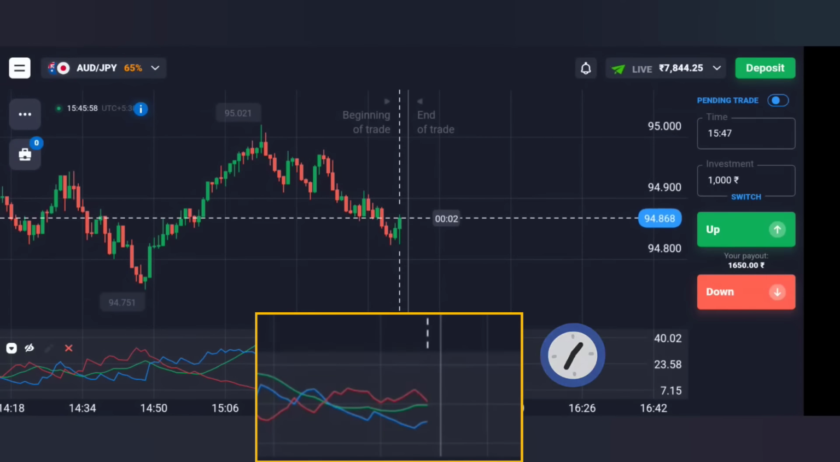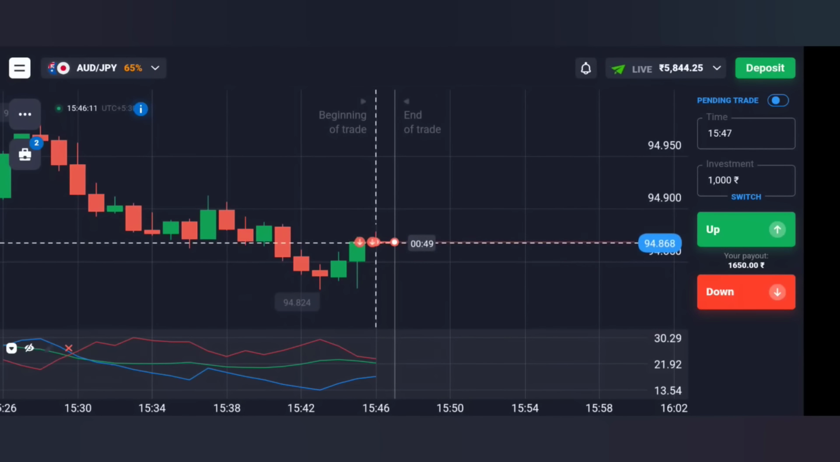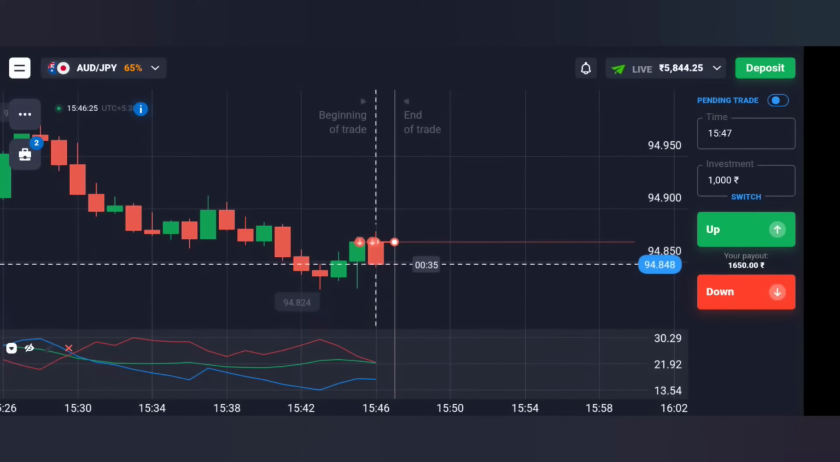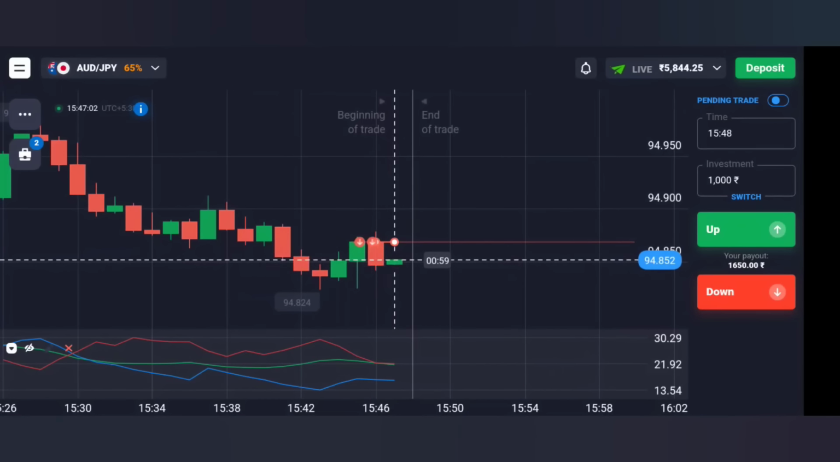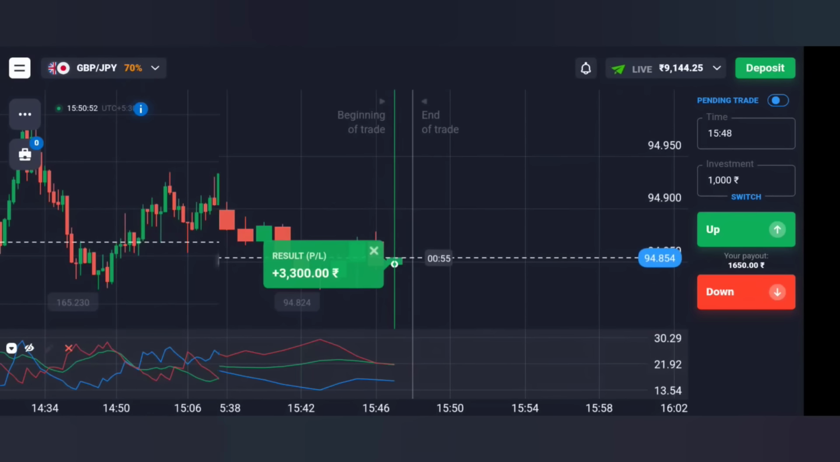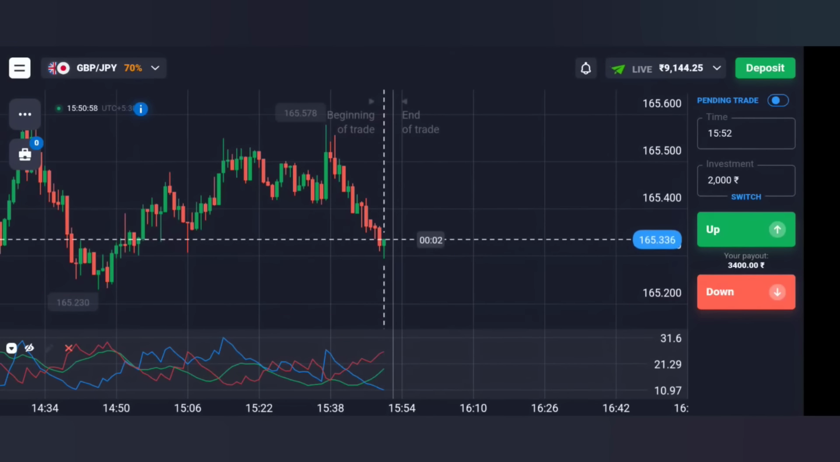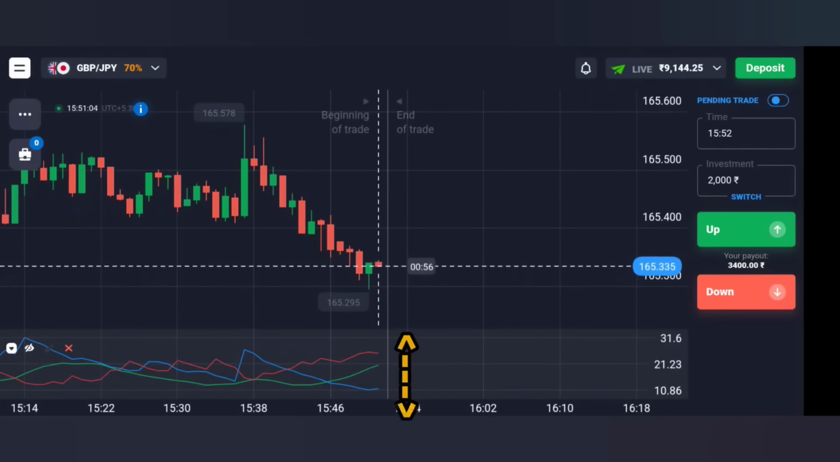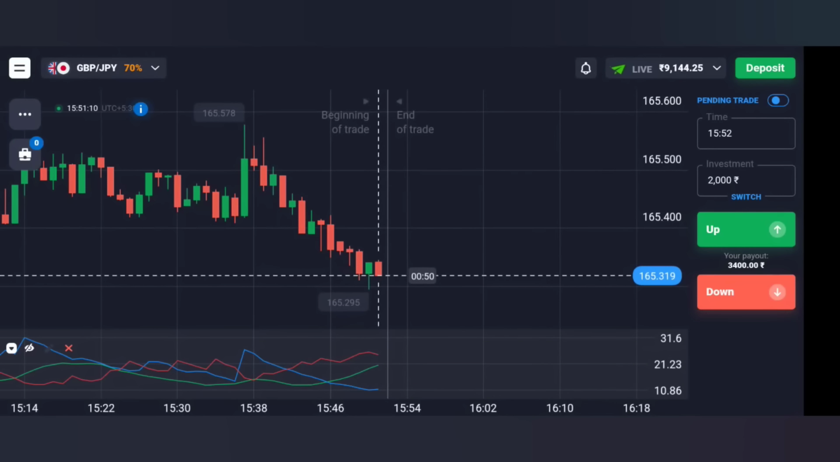Green candle formed, so we can place down now. Here the gap between red and blue was far but the green was not crossed our limit yet. Let's wait and watch.